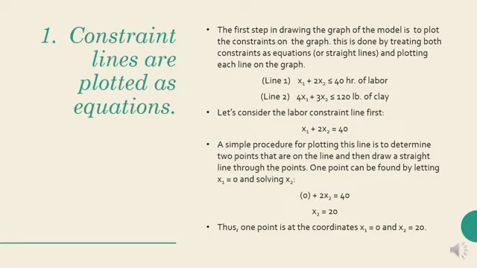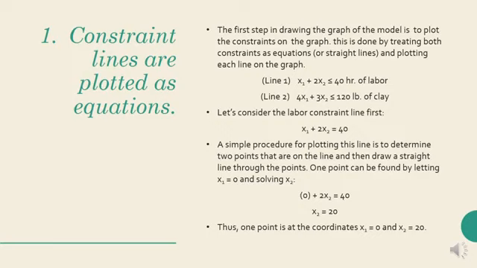x1 plus 2x2 is equal to 40. So, i-assume muna natin na equal to 40. Okay? So, a simple procedure for plotting this line is to determine 2 points that are on the line and then draw a straight line through the points.